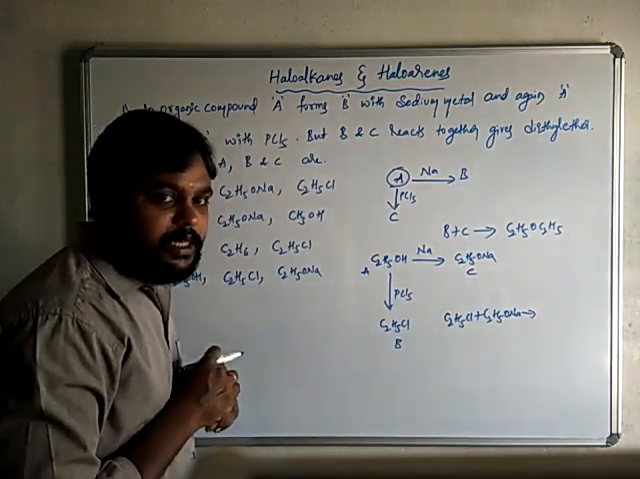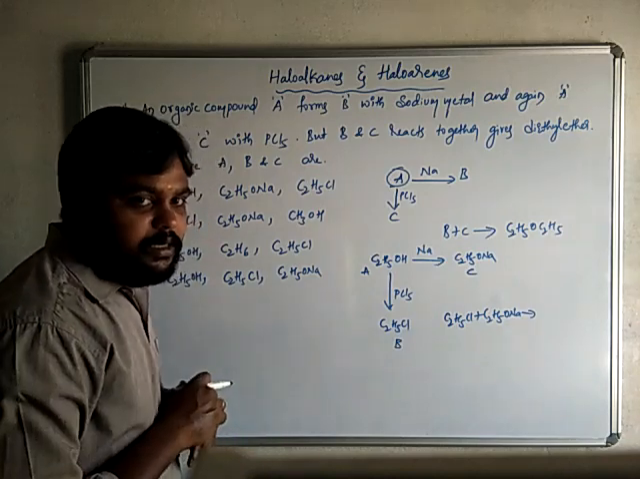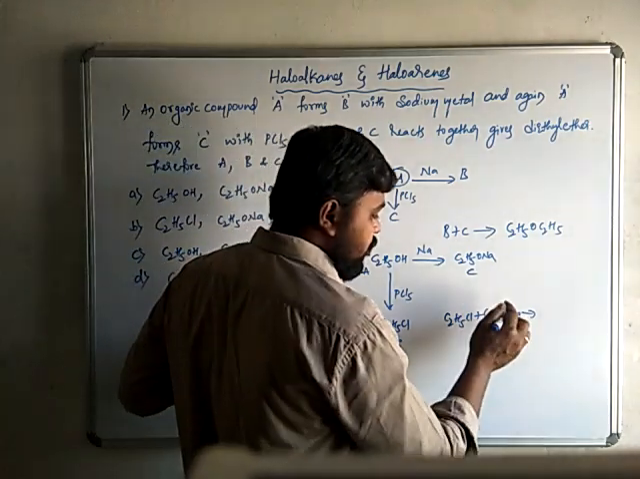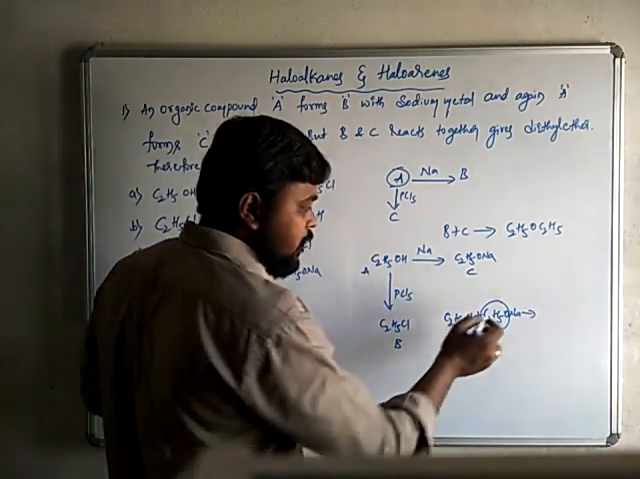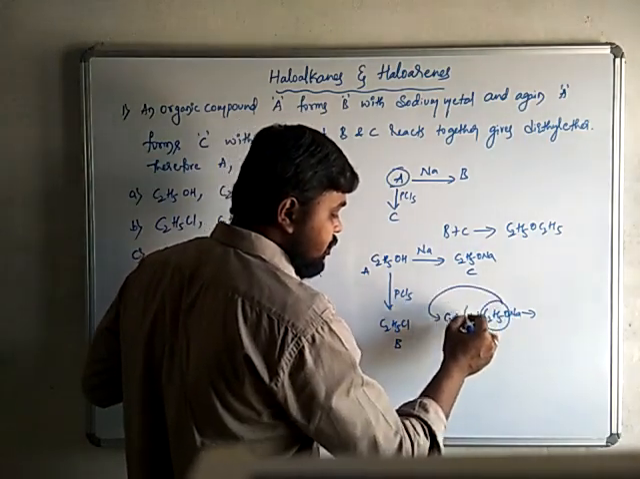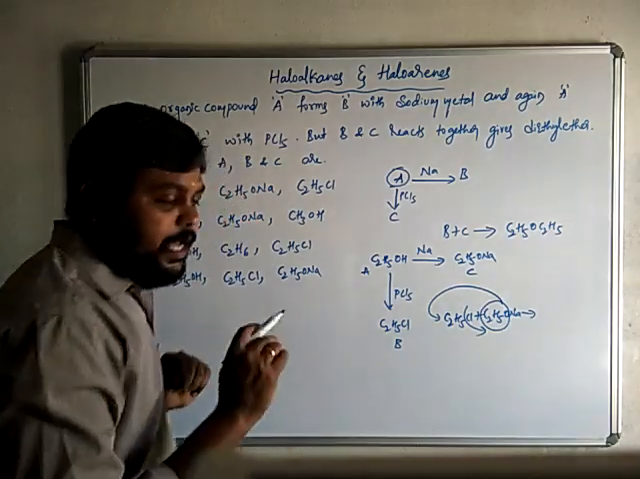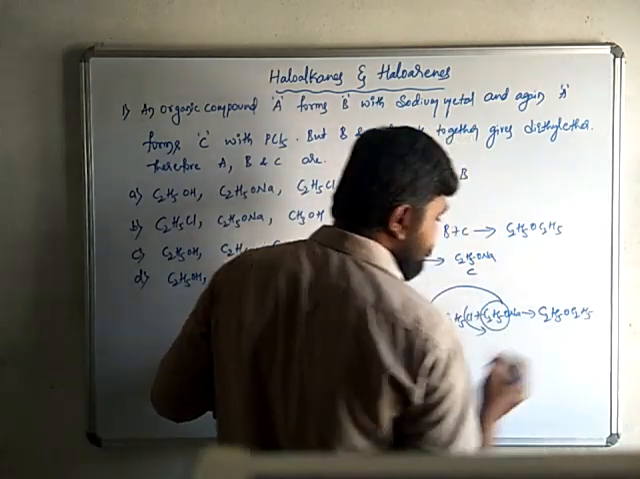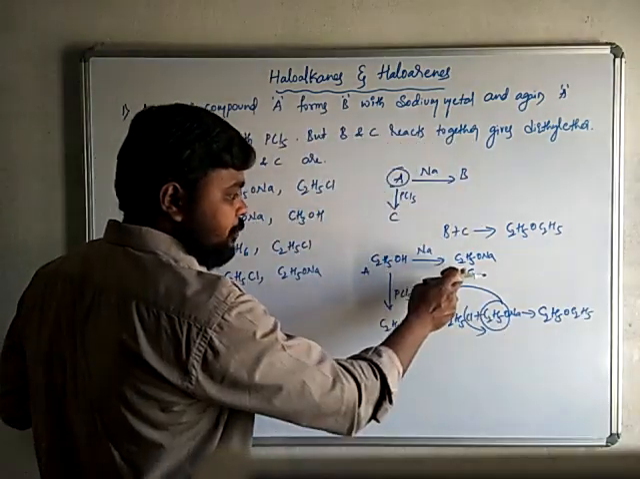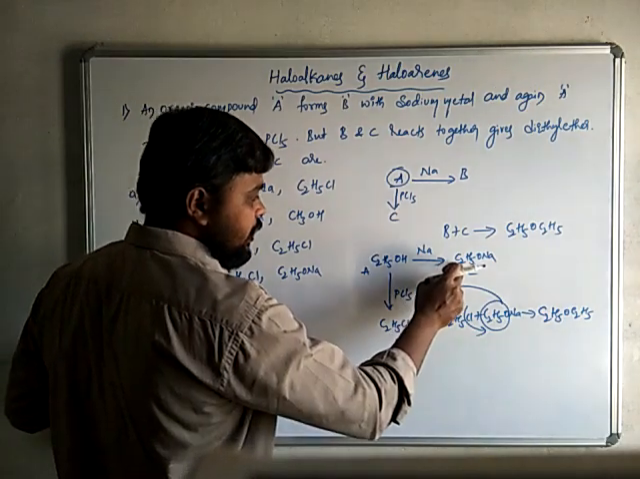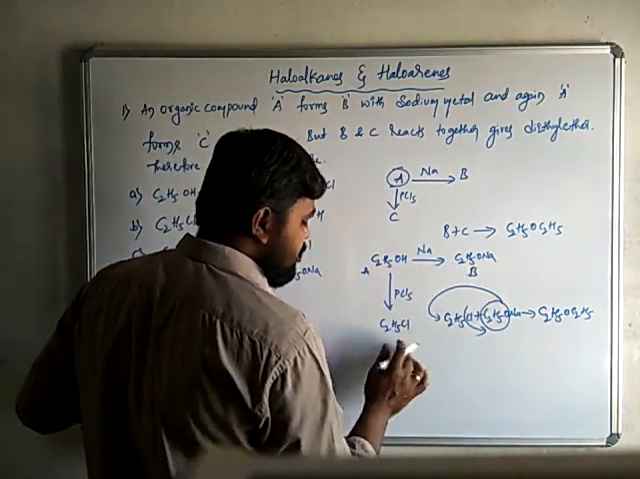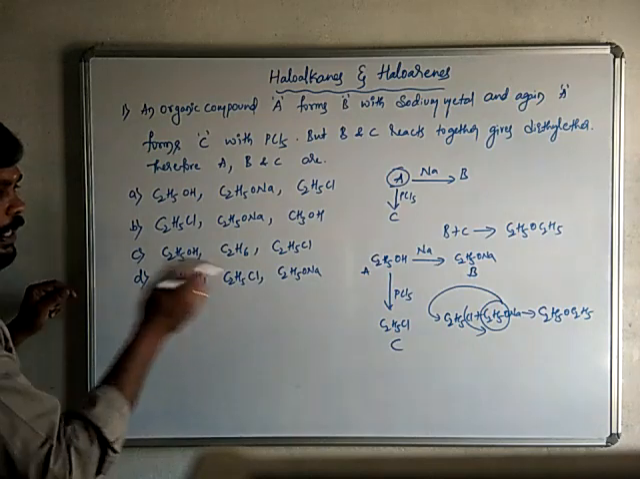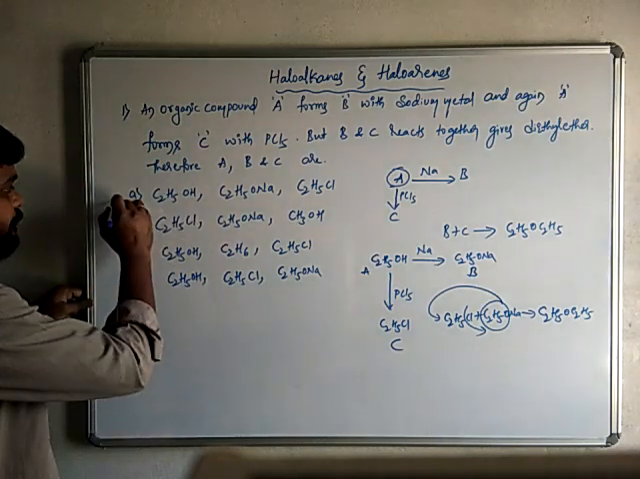Using this Williamson synthesis of ether, we can prepare simple ether as well as mixed ether. This Williamson synthesis of ether follows the SN2 mechanism. Here it can form a nucleophile C2H5O-. That C2H5O- replaces the Cl- by attacking from the opposite direction. Hence it is an SN2 mechanism forming diethyl ether. So A is C2H5OH, B is C2H5ONa and C is C2H5Cl. So the right option here is option A.